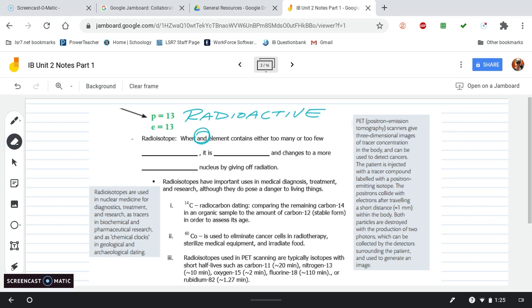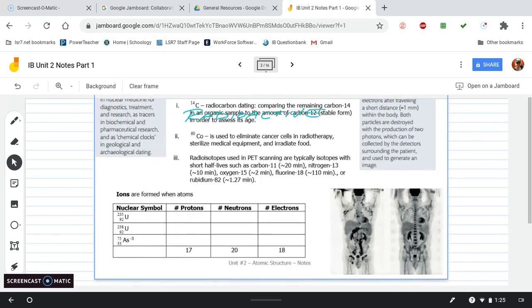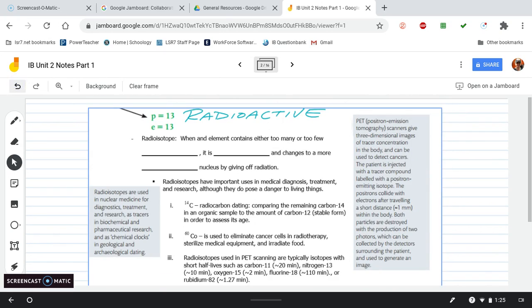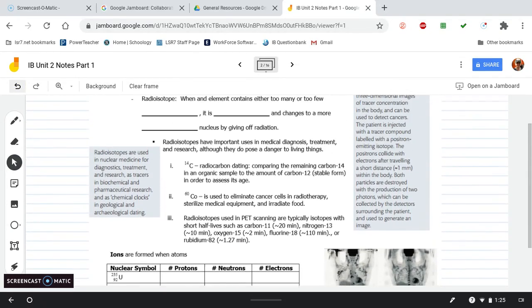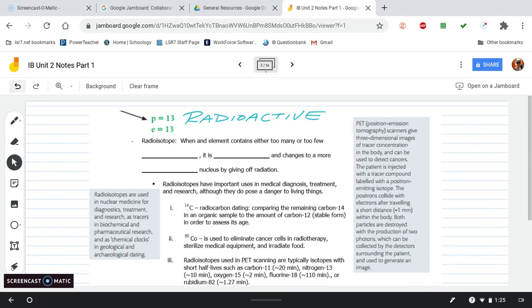Okay, so let's take a look at our paper here real quick. Hopefully you had a chance to look at these problems. We'll look at those in a minute. So I'll start up here with radioisotope.